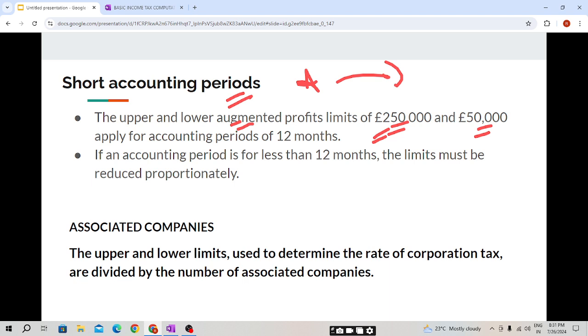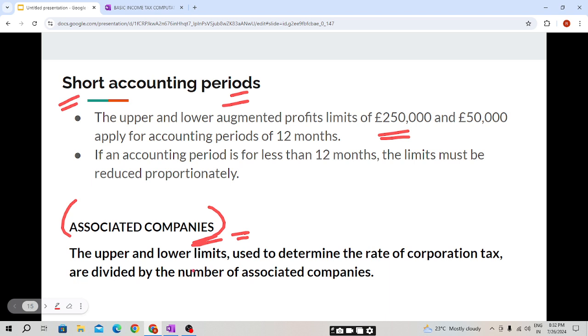If short accounting period, it will be reduced, and the limits will also be divided based on the number of associated companies. So students, basically when coming to the case of short accounting period, the limits will be apportioned. And associated companies will be covered in more detail. The upper and lower limit used to determine the rate of corporation tax are divided by the number of associated companies. So the lower and upper limit will be reduced or apportioned based on the short accounting period.